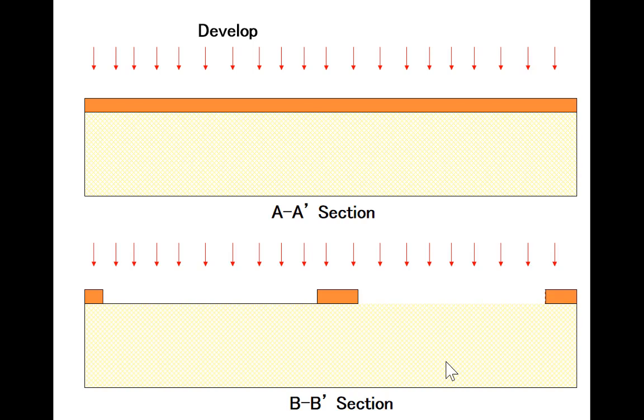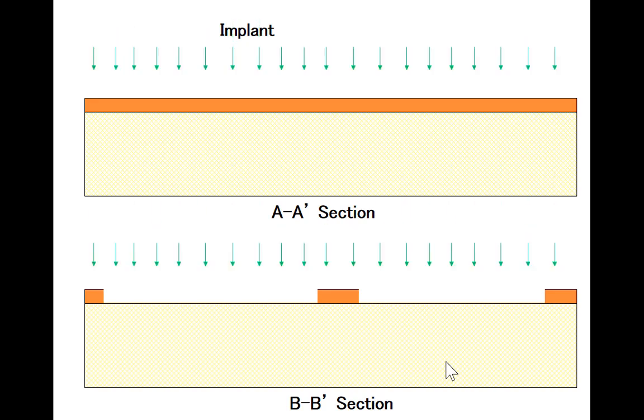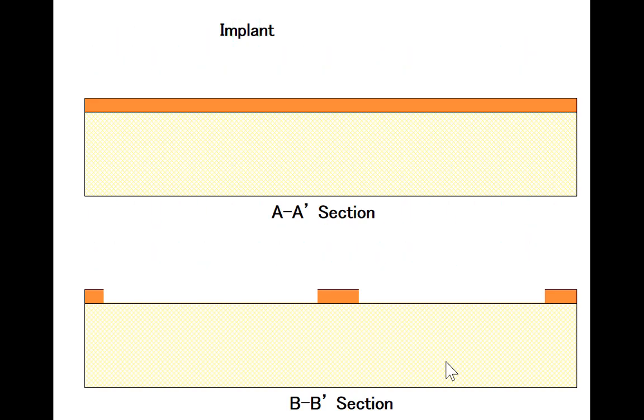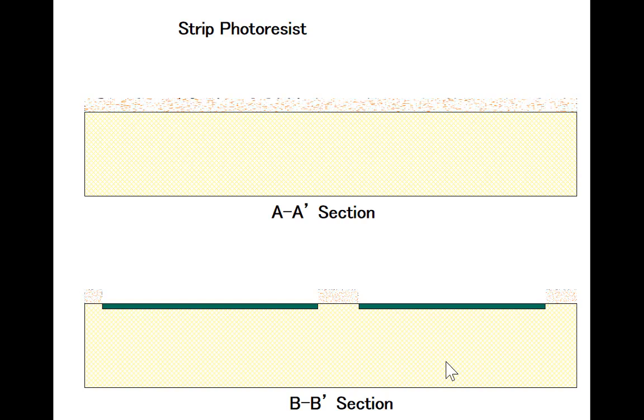And now we do an implant, and we're going to implant N-type impurities. Of course, the impurities get stuck in the photoresist, so the only place they actually make it into the substrate is in the area where that buried collector is going to be. Then we strip the photoresist. And now we have our silicon surface again looking like P-type material, except in the areas where we put the buried collector.